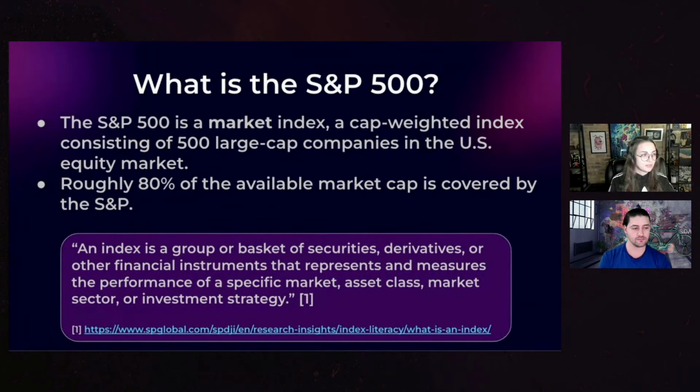So we've got to zoom out a little bit and first define what we're talking about. So what is the S&P 500? The S&P 500 is a market index. It's a cap-weighted index consisting of the 500 largest cap companies in the U.S. equity market. About 80% of the available market cap is covered by the S&P. So the S&P 500 is really meant to be a representation of the U.S. economy as a whole, if that makes sense.